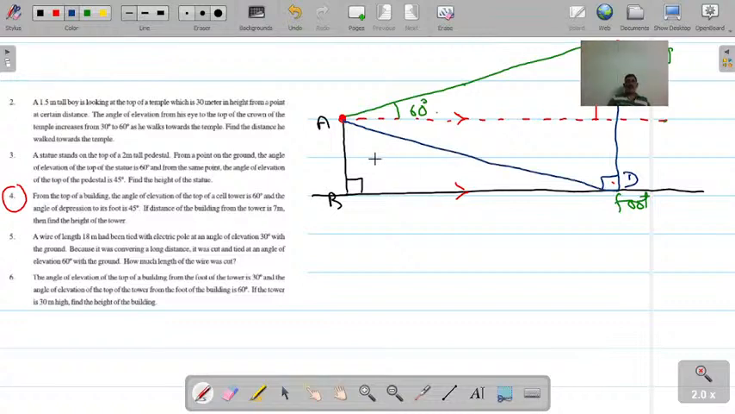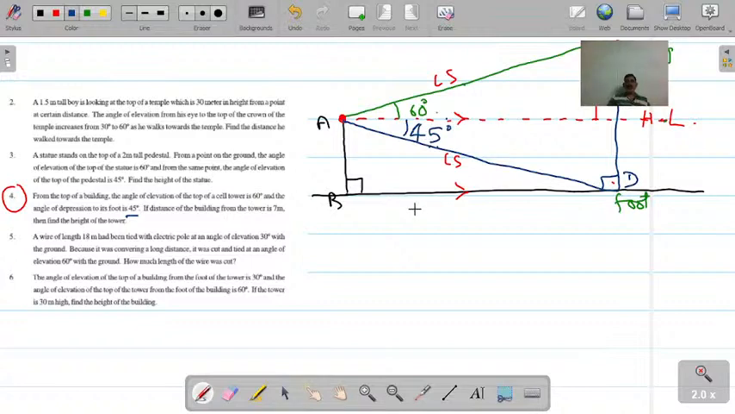Now what is the angle of depression? Remember that this is your horizontal line and earlier this was the line of sight, so that was the angle of elevation. Now this is the line of sight. Clearly you can see that in the second case the line of sight is below this horizontal line, so this is the angle of depression. What is the angle of depression given? 45 degrees. So this angle is 45 degrees.